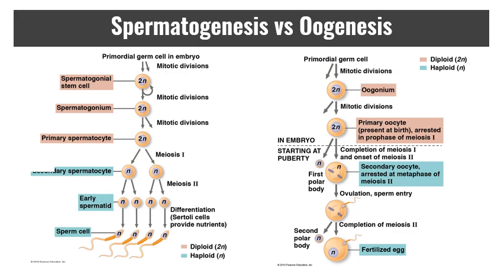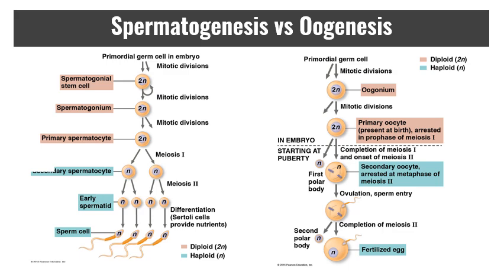So spermatogenesis follows the full steps. It produces 4 haploid sperm, and it's produced constantly from puberty on. The testes produce about 100 million viable sperm every day. But oogenesis, the production of the egg, is very, very different.